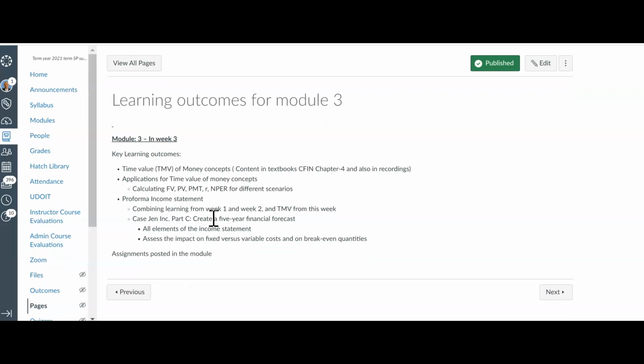Then the time value of money is also applied when we're doing a pro forma. Pro forma basically means forecasting in the future. So based on the assumptions, you will be basically applying the time value of money formula to do that. And in here, you'll apply it in the Jennings case part C, but there's also another small case study that you can apply in the module that's going to help you learn the content.